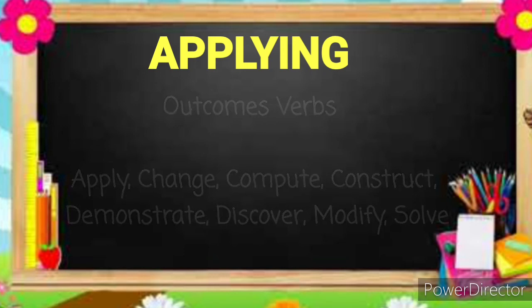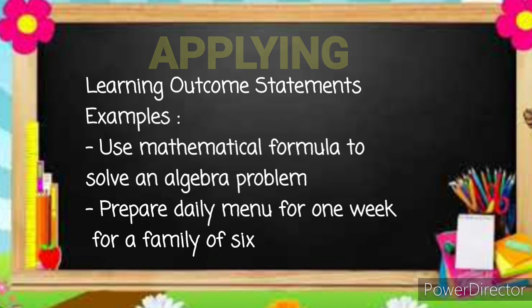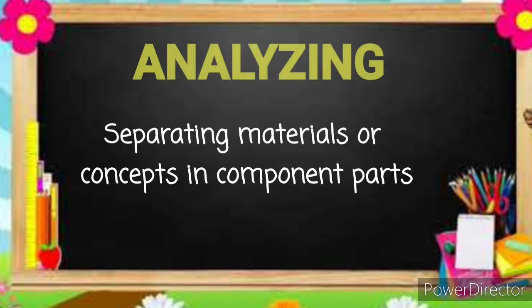The learning outcome statements, or examples of this level, are: use a mathematical formula to solve an algebra problem, and prepare a daily menu for one week for a family of six. The next level is analyzing. It is separating materials or concepts into component parts.